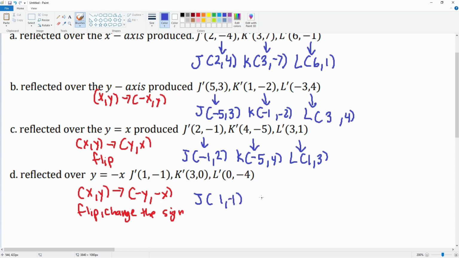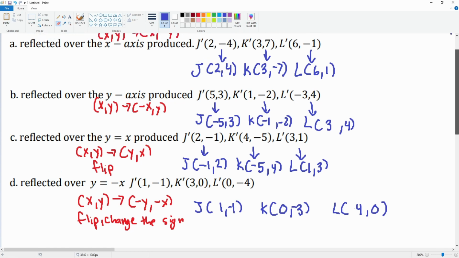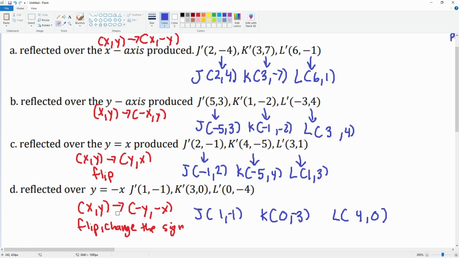Okay? Then let's look at K. It is a, let's see, 0, 3. And I have to flip the sign, so it's a negative 3 now. L, we have to change it again, negative 4 comma 0. And then the negative 4 becomes a positive. So that's what it went to. Okay, so that's the prime, or the original points from the prime points right here. You're just applying those rules, but backwards.